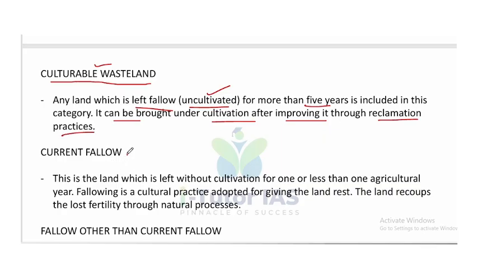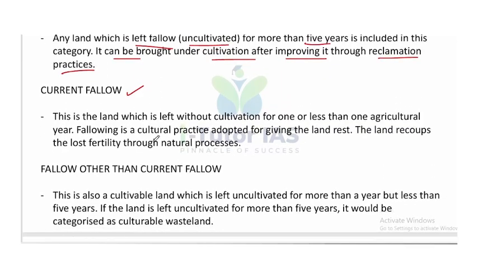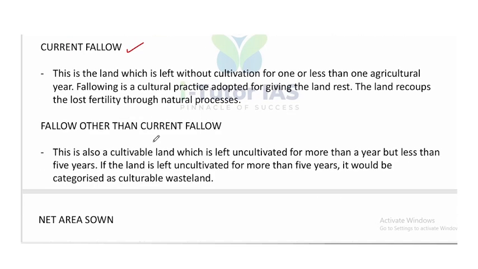Now, current fallow. This is the land which is left without cultivation for one or less than one agriculture year. Fallowing is a cultural practice adopted for giving the land rest. The land recoups the lost fertility through natural processes.